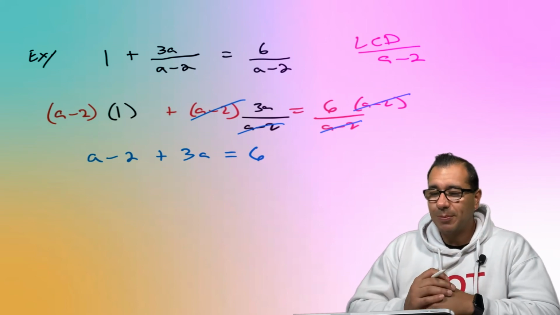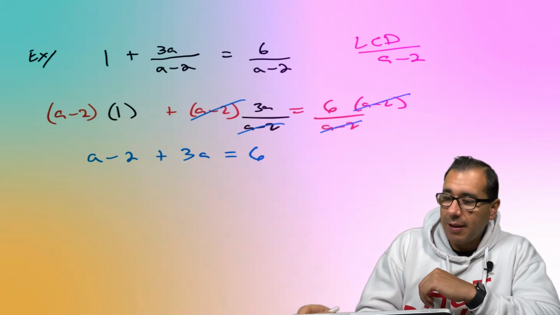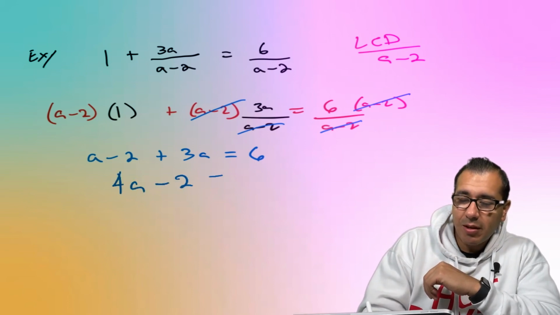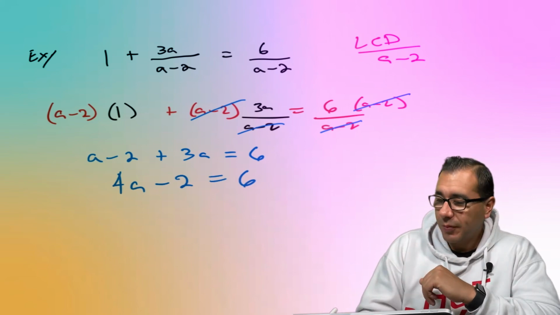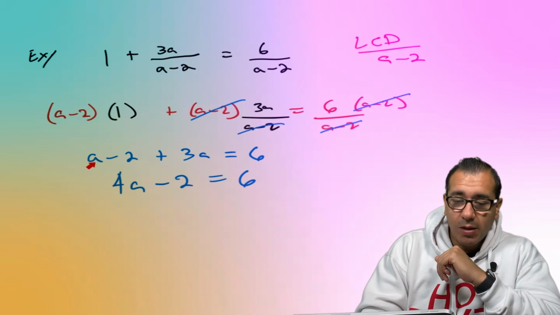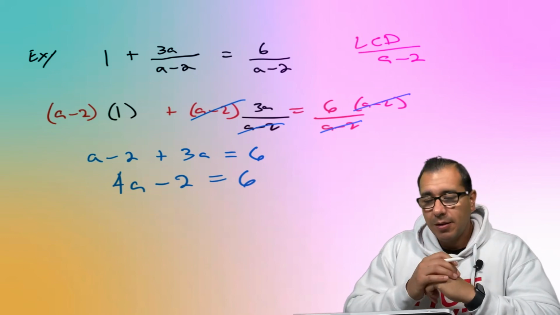We have tools. So here, let's combine our like terms. 1a plus 3a, that gives us 4a. Nothing happened to that minus 2, so I'm going to drop it like it's hot. Boom. All right, so all I did is I combined my like terms. So 1a plus 3a, that's what gave us that 4a. All right, so no magic there.